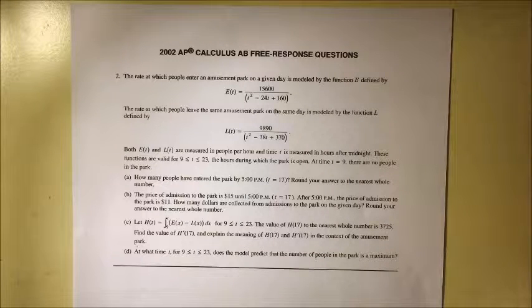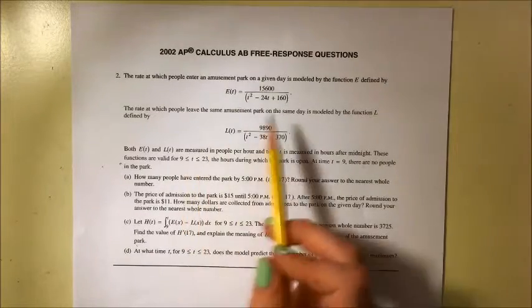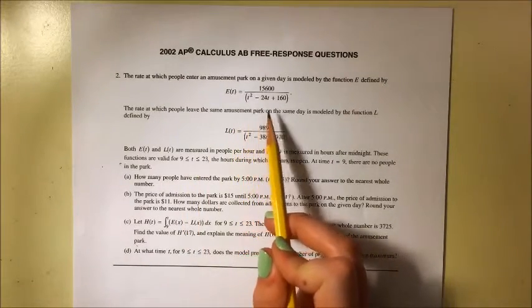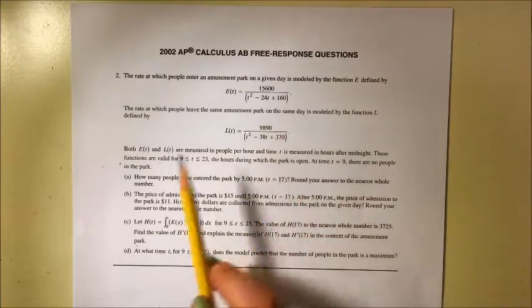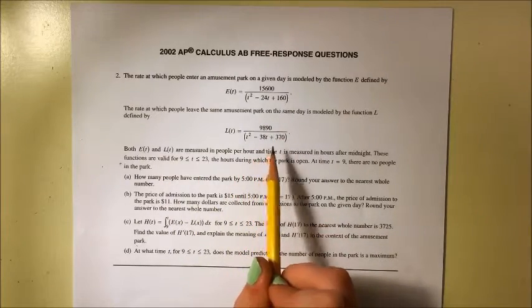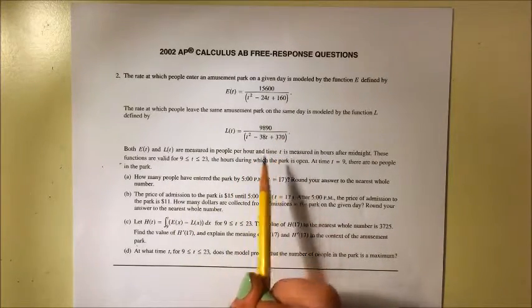The problem I'll be demonstrating today is from the 2002 FRQ problem number 2, and it deals with the rate at which people enter an amusement park and then the rate at which the people leave. Before you start any problem, it's always important to look at what information is given to you. In this case, we have E of t, which gives us the rate at which people enter the amusement park, and we have L of t, which gives us the rate at which people leave the amusement park.